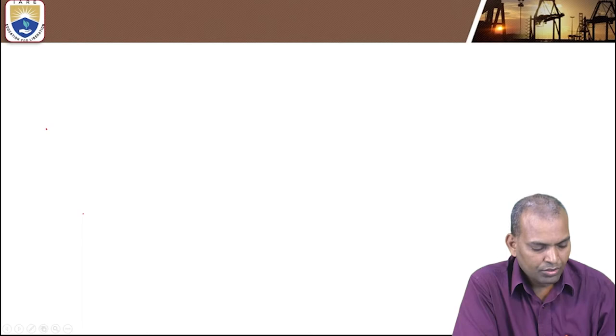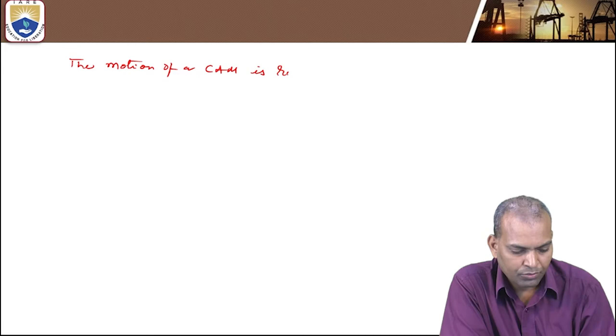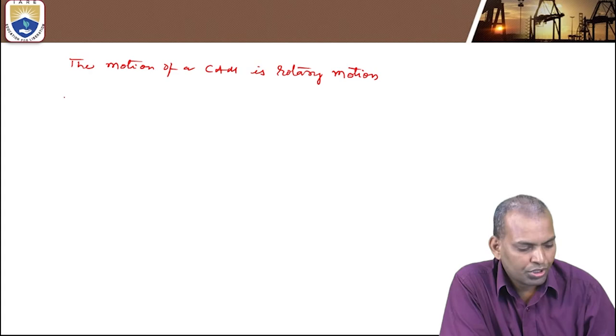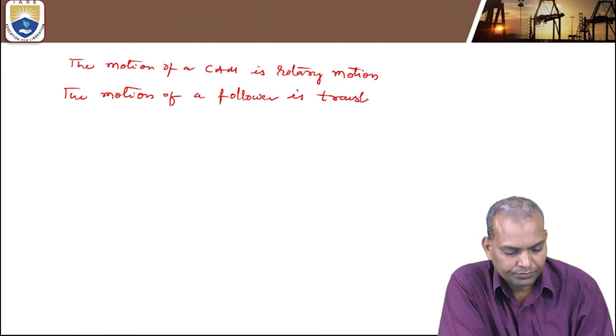So the motion of a cam is rotary motion, and the motion of a follower is a translatory motion.